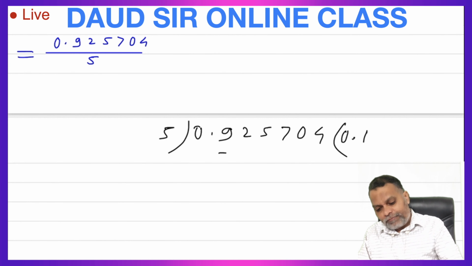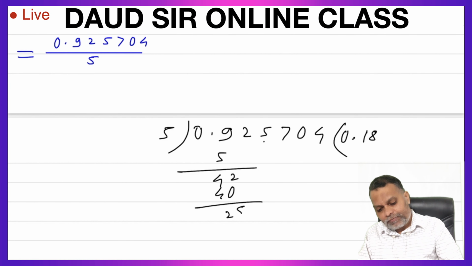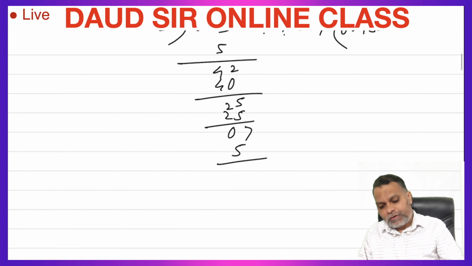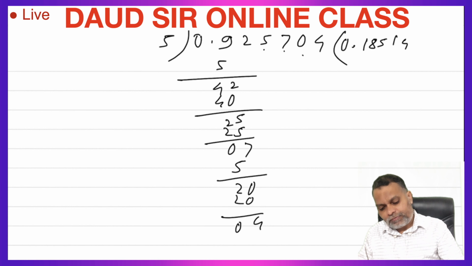5 1s are 5. 4. Bring down this 2. 4 5s are 20. 2. Bring down this 5. 5 5s are 25. 0. Bring down this 7. 5 1s are 5. 2. Bring down this 0. 5 4s are 20. 0. Bring down this 4. Because of this decimal not divisible, so put 0. 5 8s are 40.